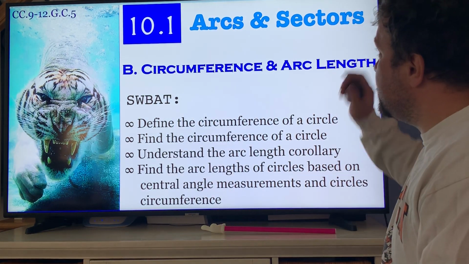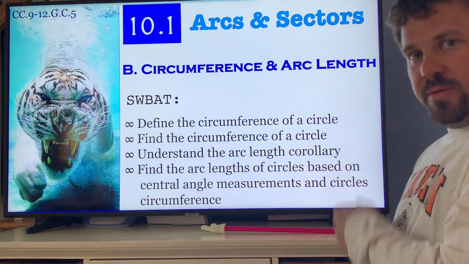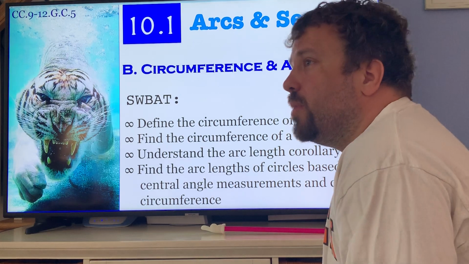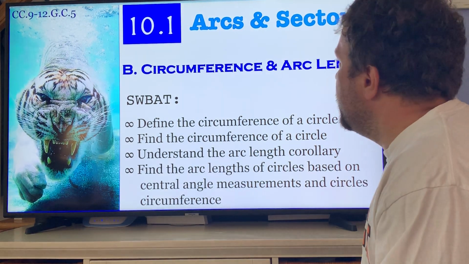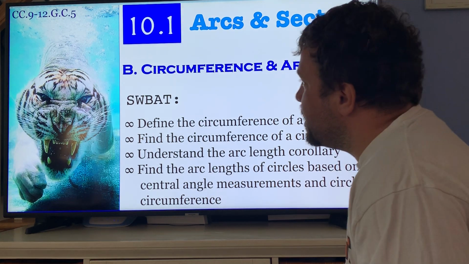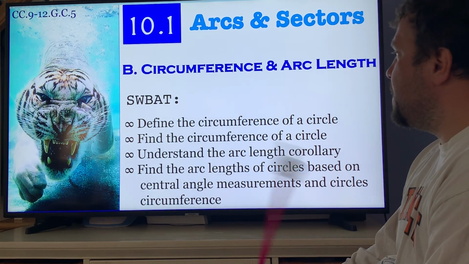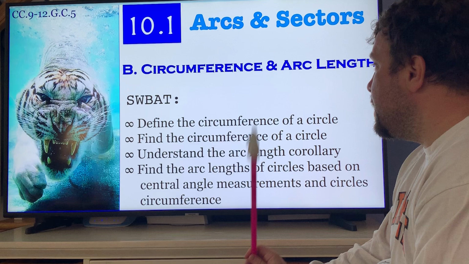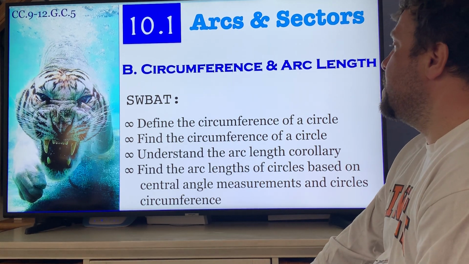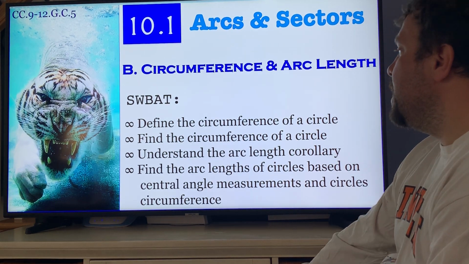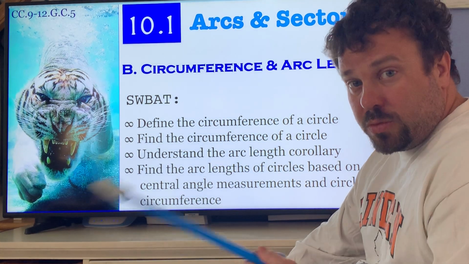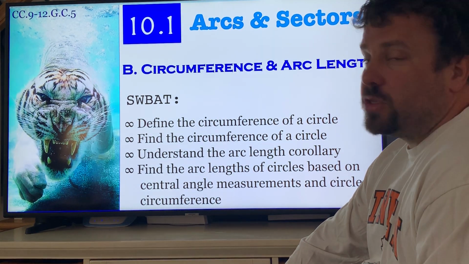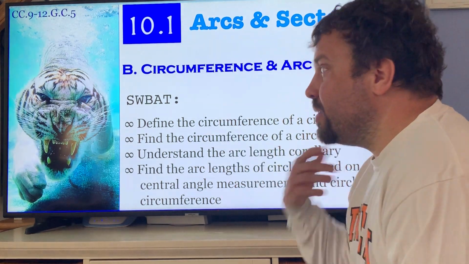We got our next lesson, 10.1, arcs and sectors. Last one we learned about angle measurements, and we're going to use that to find the next two lessons. What we're going to go over today is circumference and arc area. You're going to be able to define the circumference of a circle, find the circumference of said circle, understand the arc length corollary, and find the arc lengths of circles based on central angle measurements, which we just went over, and the circle circumference. So we're going to bring everything together.